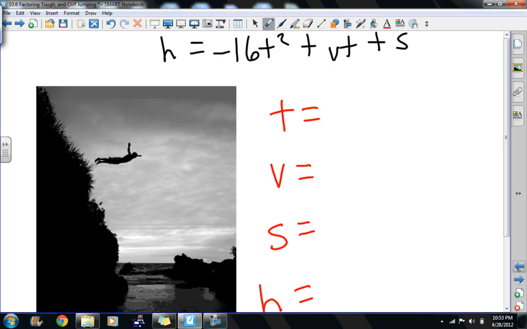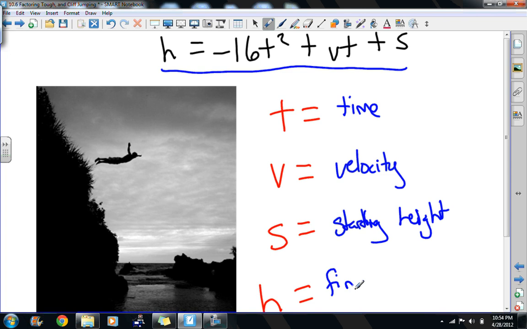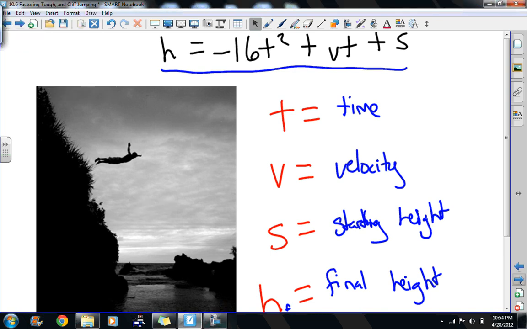Okay, last thing I wanted to show you. Vertical motion model we've worked with, but it's been a long time. In this model, which you should write down in your notes, T stands for time, V stands for velocity, which is speed, S stands for starting height, and H stands for final height. Sometimes we call this H of F.